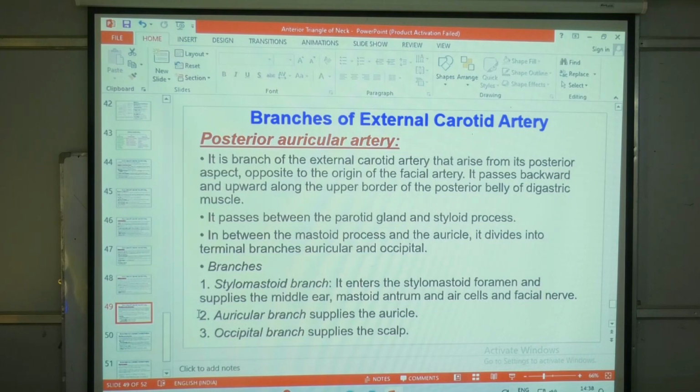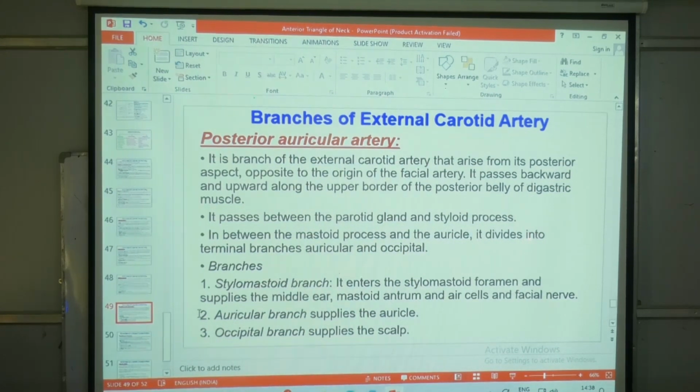Next we go to the posterior auricular artery. Branch of the external carotid, arises from the posterior aspect opposite the origin of the facial artery, passes backward and upward along the upper border of the posterior belly of the digastric, passes between the parotid gland and styloid process. In between the mastoid process and the auricle, it divides into terminal branches, auricular and occipital.